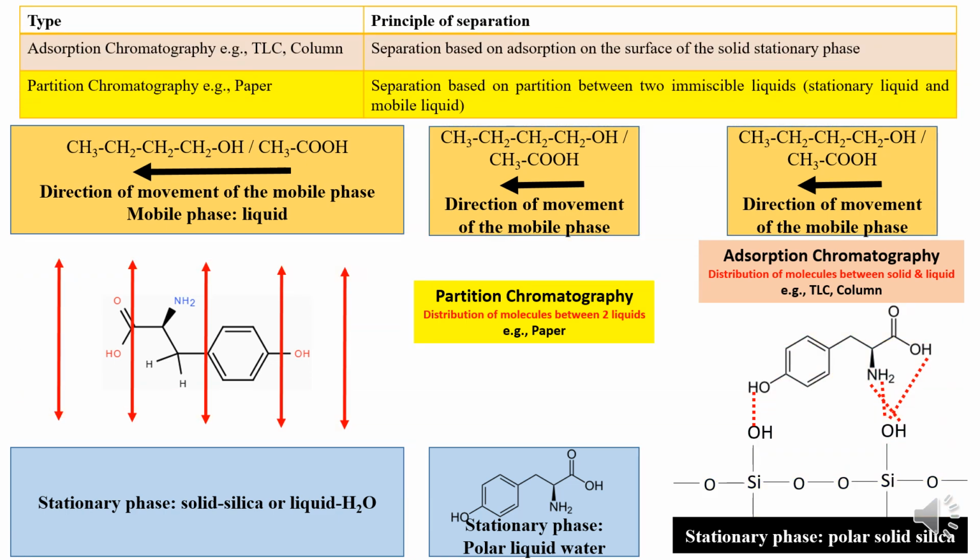So the principle of separation in partition chromatography is the separation based on partition between two immiscible liquids. One acts as a stationary liquid, the other is a mobile liquid. Whereas in the case of adsorption chromatography, separation is based on adsorption of the molecule on the surface of the solid stationary phase.